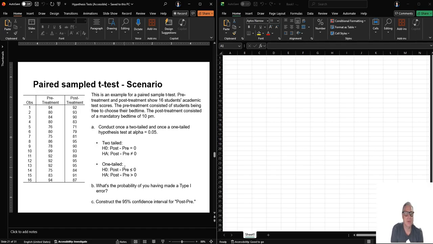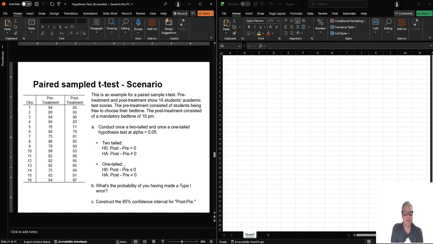The pre-treatment and post-treatment show 16 students' academic test scores. The pre-treatment consisted of students being free to choose their bedtime. The post-treatment consisted of a mandatory bedtime of 10 p.m. So the treatment was go to bed at 10 p.m. And now we wanted to see whether this has a statistically significant impact.